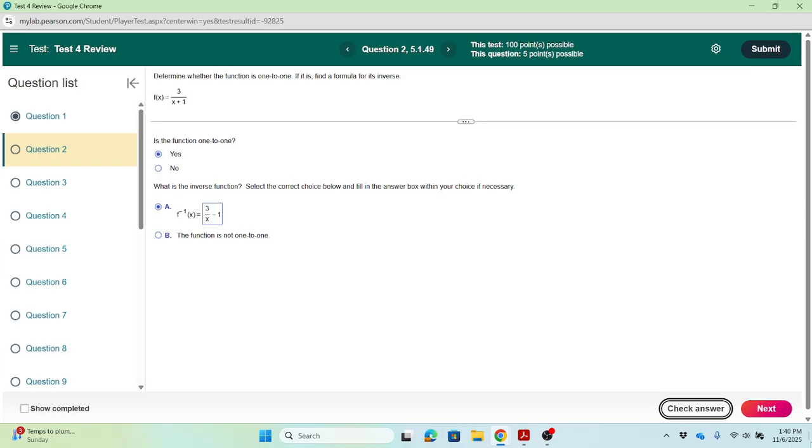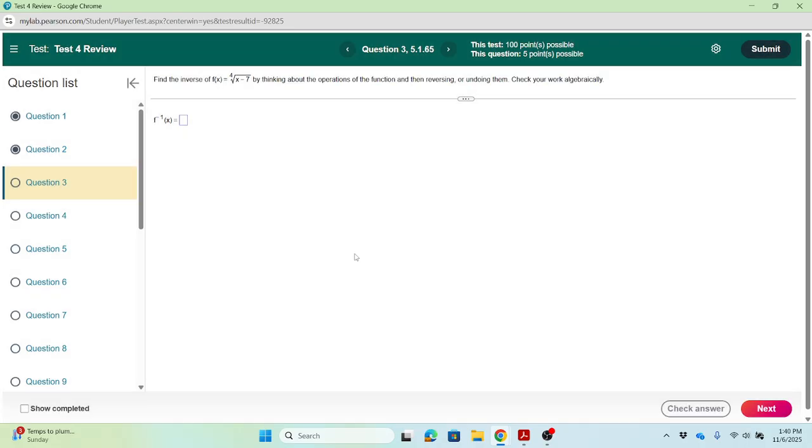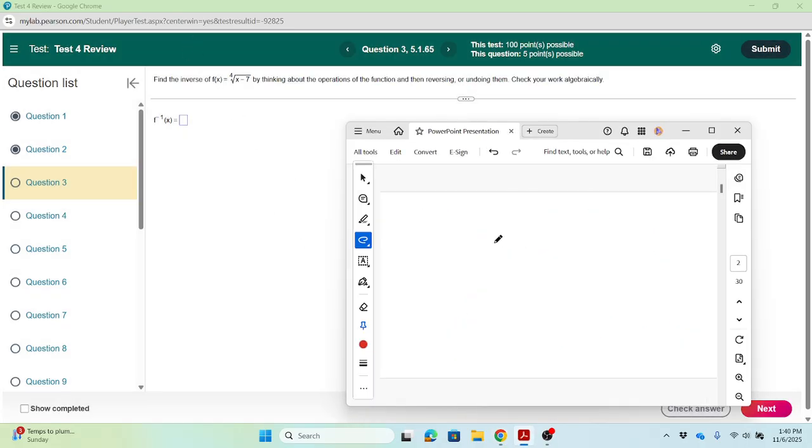Okay, let's go to the next problem. Find the inverse one more time. Write down the function as a y. That's step 1. Y equal 4th root of x minus 7. Step 2, switch x and y in the given equation here. So that becomes x equal 4th root of y minus 7. Step 3, solve for y.